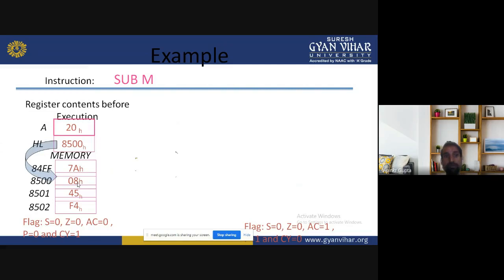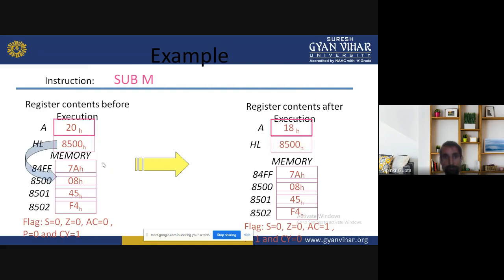Now we are converting 20 into a binary number. The equivalent is 0010 0000, and 08 is also converted to binary, and then we subtract. In digital electronics, 0 minus 0 is 0, 0 minus 1 is 1 with a borrow of 1, 1 minus 0 is 1, and 1 minus 1 is 0. That is the formula we use in digital electronics.